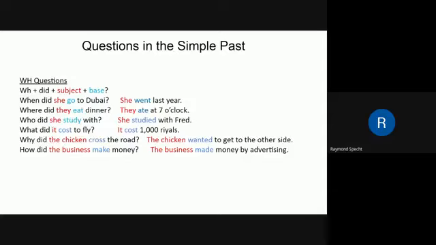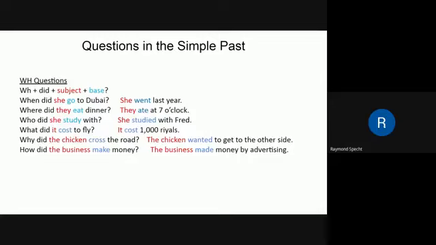All right, let's look at our WH questions in simple past first. WH plus did plus subject plus the base verb. When did she go to Dubai? She went last year. Where did they eat dinner? They ate dinner at 7 o'clock.